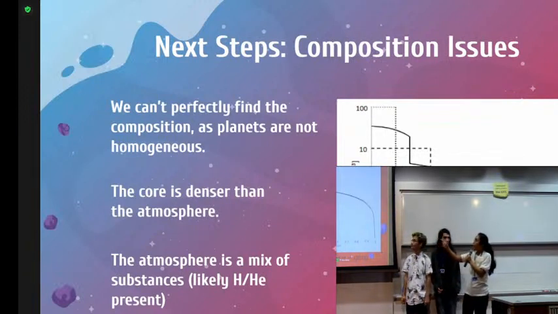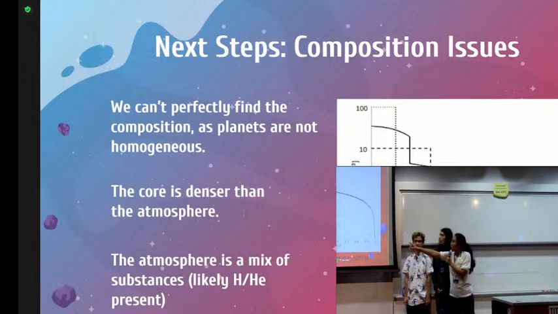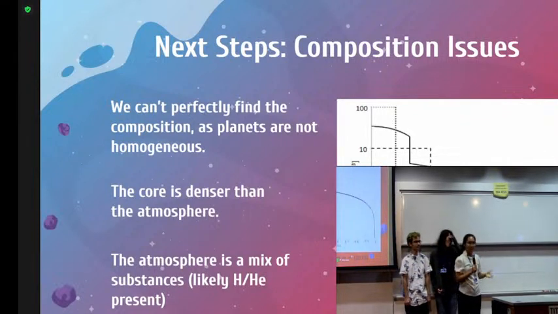As you can see on the graph here, if zero is the core of the planet and one is the surface, at the core it has a very high relative density. And then as it goes toward the surface, it decreases. So yeah, it's not homogeneous. We don't really know exactly what's in there without making a bunch of assumptions.